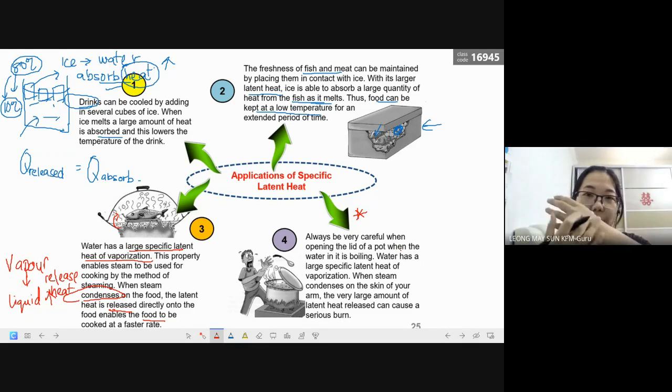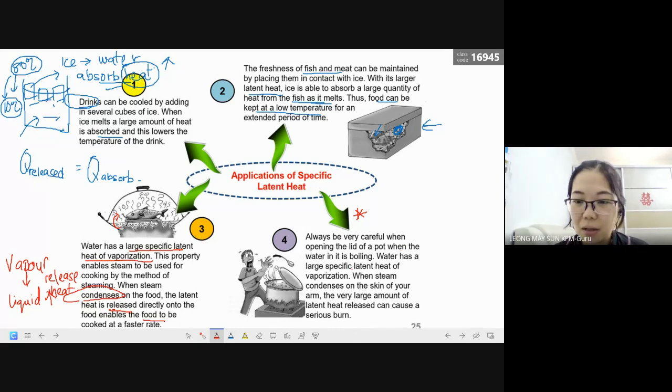the steam, when it condenses on your hand, the heat energy that is released by the steam is higher than when one single drop of water hits your hand. When one single drop of boiling water hits your hand, the heat energy is much lower compared to the heat energy released by the steam when it condenses back to liquid. That's why it's much hotter when the steam touches our hand.